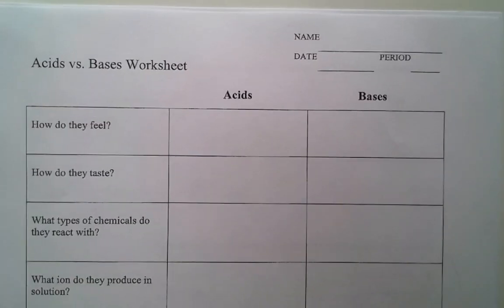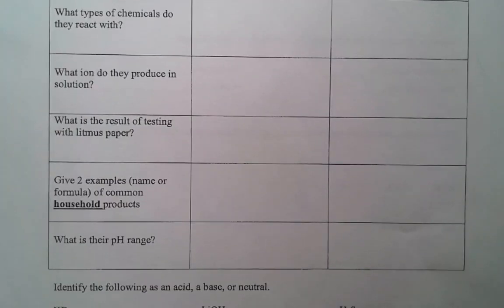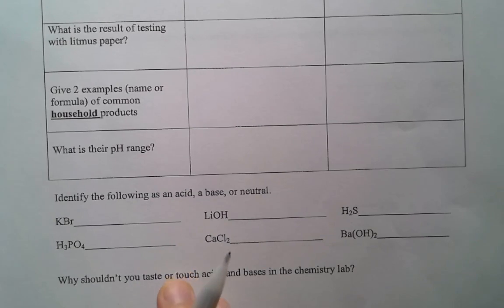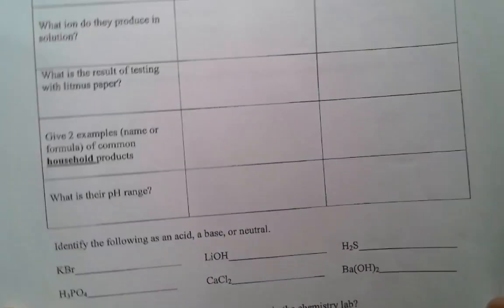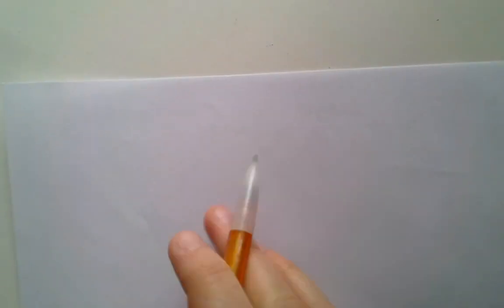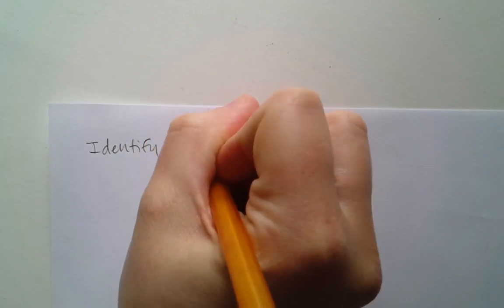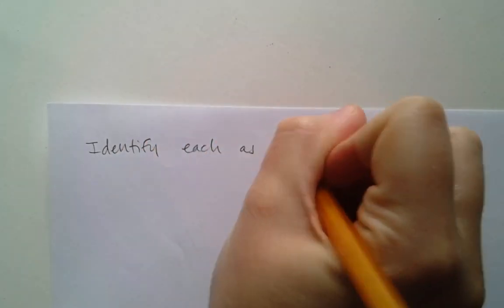If you're following along on our page, we have just concluded part one. Sorry that I added something in the middle of your page. You can put that in a margin or something. We are down here. We're going to identify the following as an acid, base, or neutral. You actually have everything that you need already from those ions that we were talking about before. So identify each as an acid, base, or neutral.